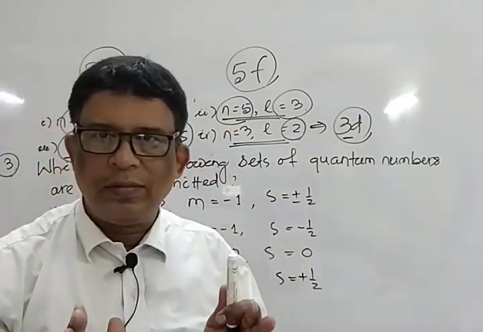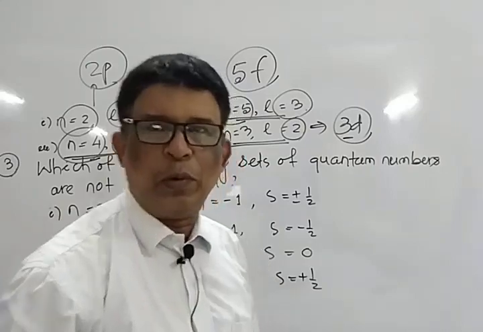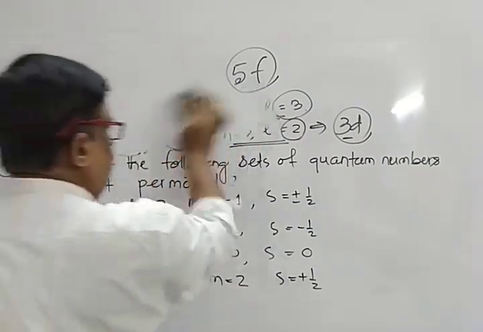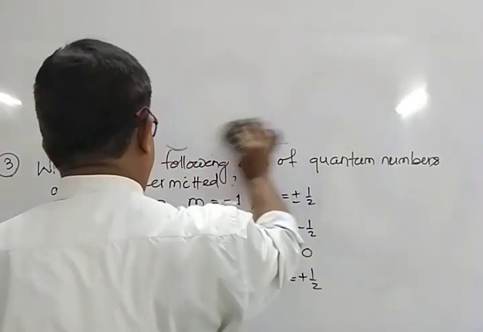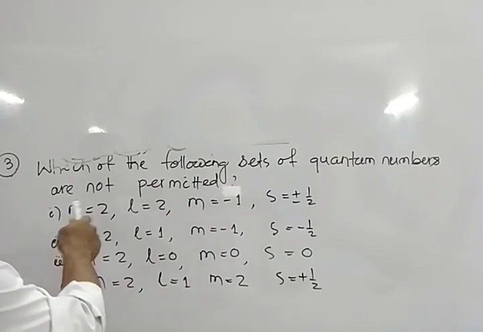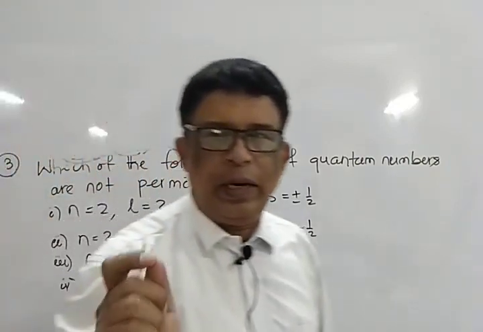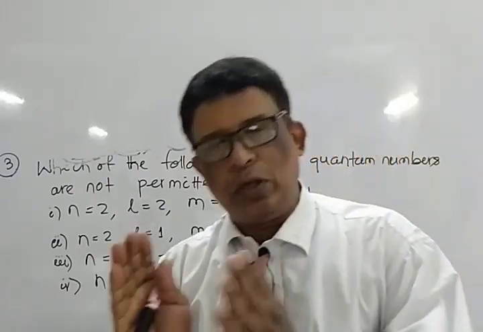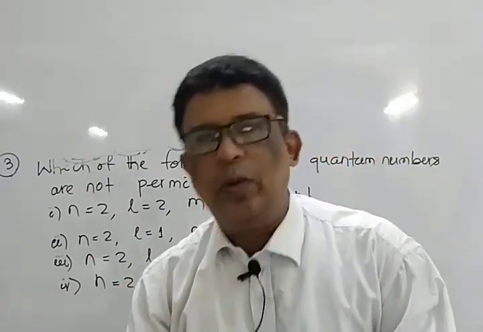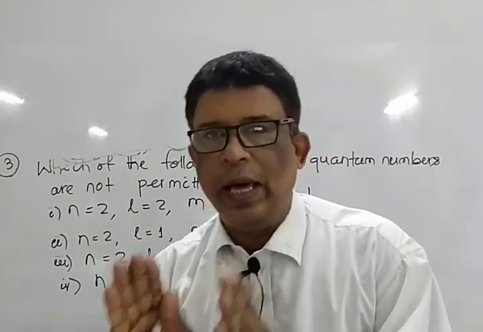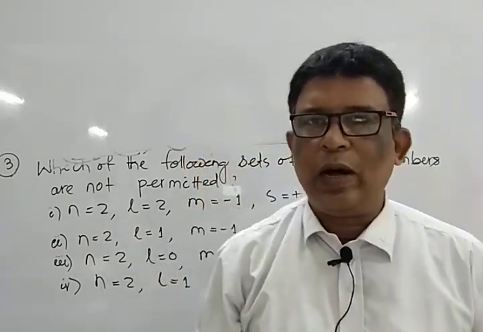Any doubt? Okay, no doubt. Move to the next question. Mark that. Which of the following sets of quantum numbers are not permitted? Which are not possible, not allowable? That one is not allowable where some deviation is there. Mark that one by one.